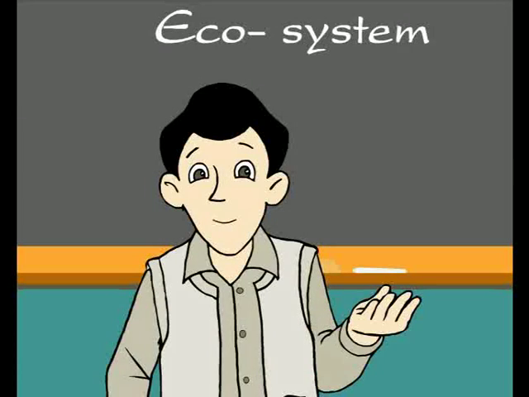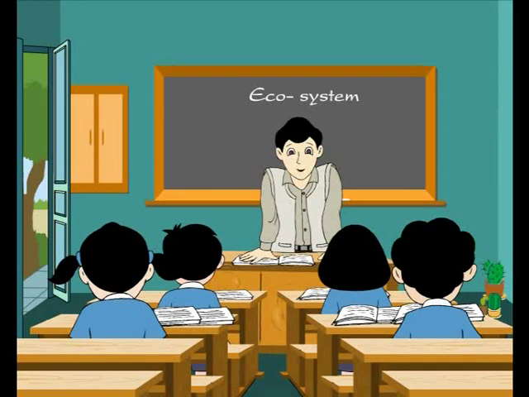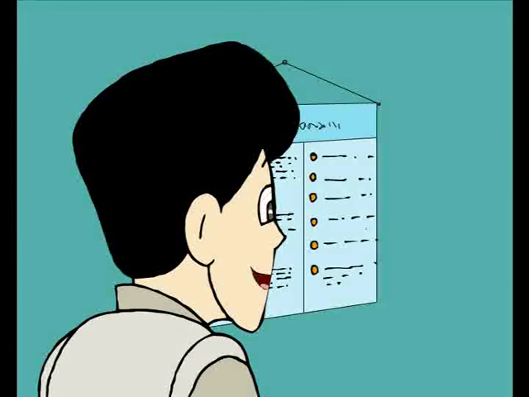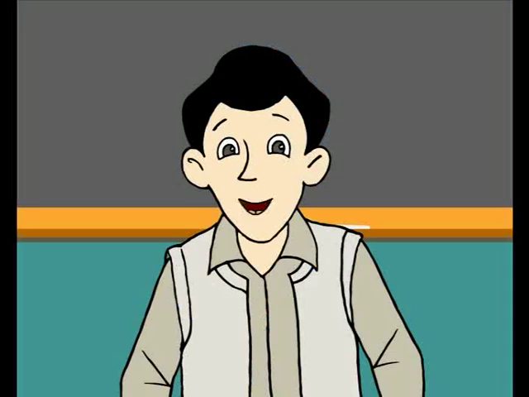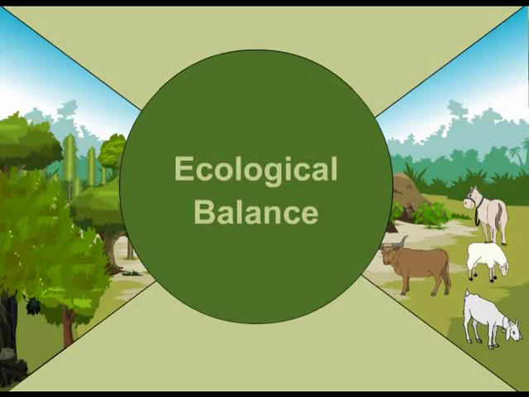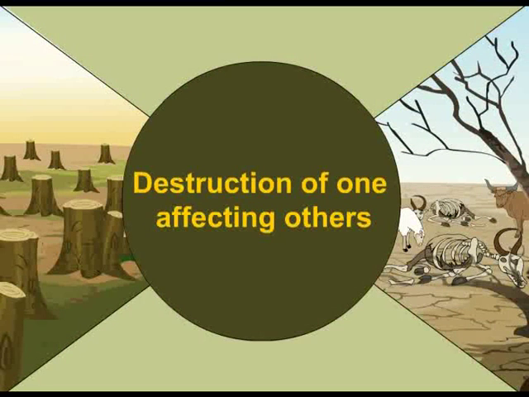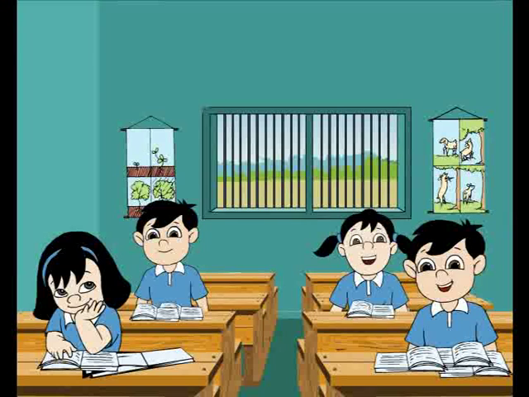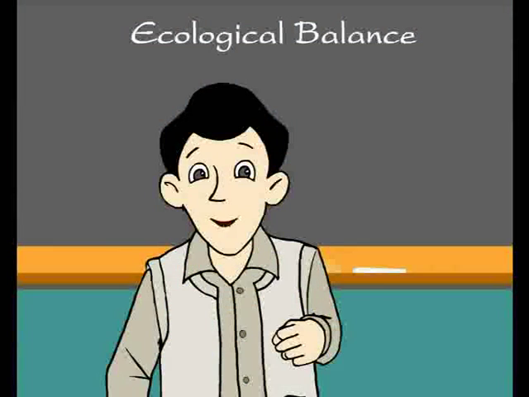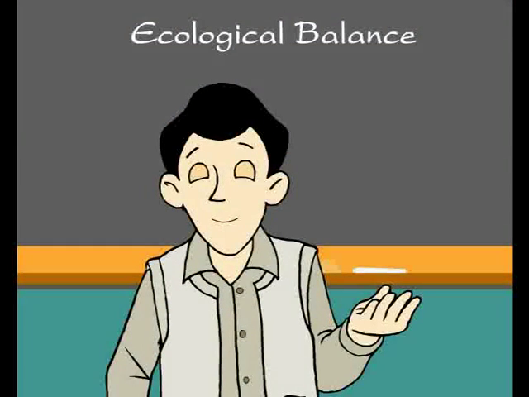Very good question, Rita. So far you have learnt about various parts of our nature. Ecosystem is the relationship and interaction between these components. We can live happily only if a good balance is maintained between plants and animals in nature. We are dependent on each other. Destruction of one will affect the other. Our living in harmony with plants and animals is known as ecological balance.